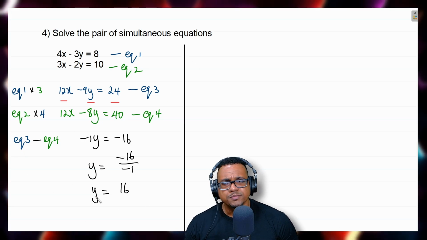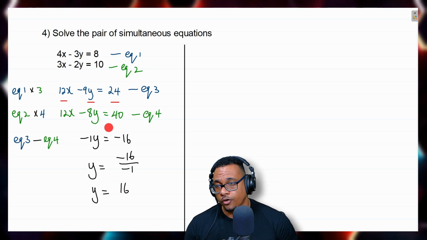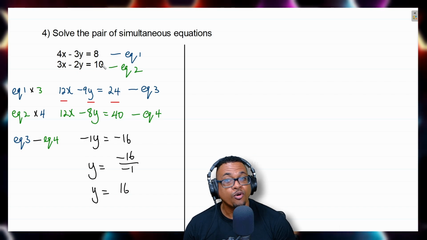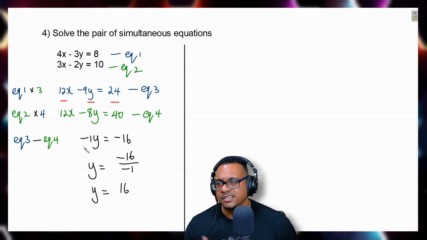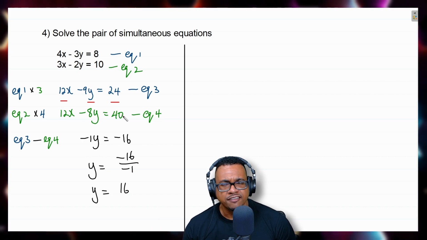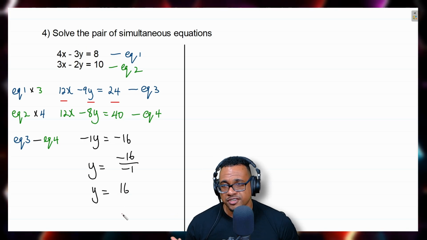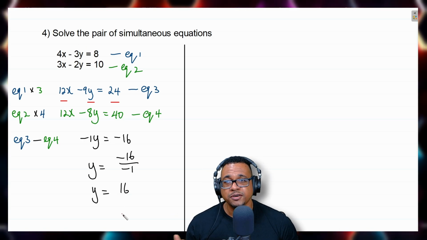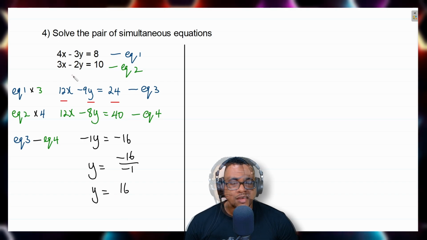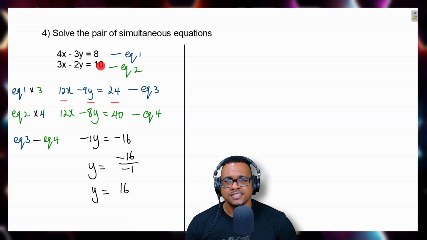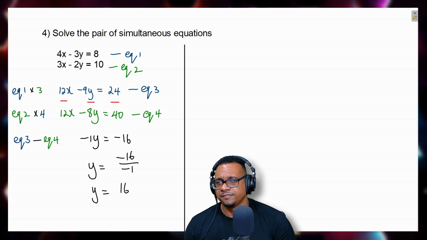Now we're going to substitute y is equal to 16 into any of the 4 equations. So we can use equation 4, 3, 2, or 1. Usually equation 3 and equation 4 have bigger numbers than equation 1 and equation 2, and you don't want to stress yourself, so just use the equation with the smaller numbers. That will be either equation 1 or equation 2. This time I'll use equation 1.